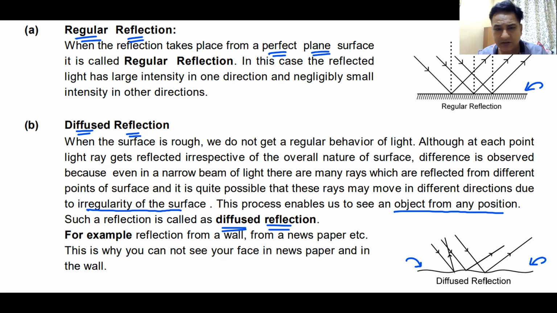It was very simple. Two surfaces were there. In one case, the angle of incidence was 0. In the other case, the angle of incidence was 90 degrees. It was a simple diagram.